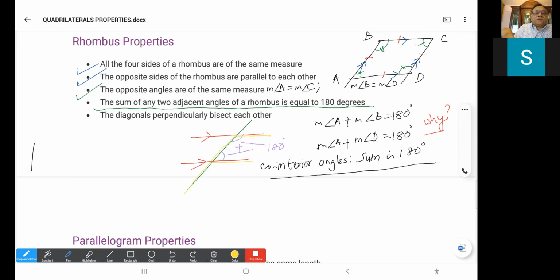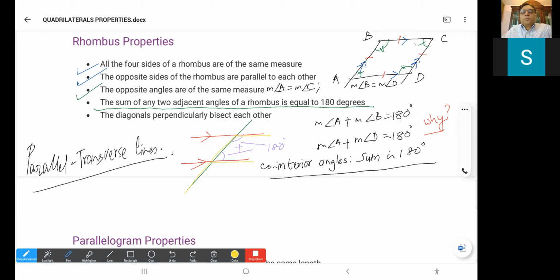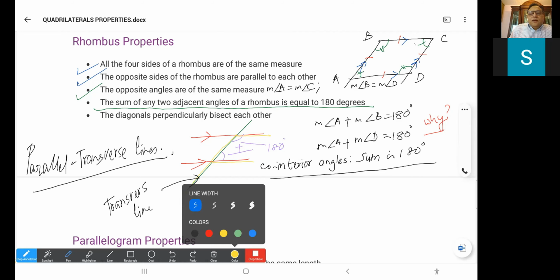Did you do parallel transverse lines earlier? No. Oh, you're not done? Okay. So whenever you have two parallel lines with a line which is cutting through them, this line is called the transverse line. And those two lines are parallel lines. Is that clear? Which I have shown with an arrow.